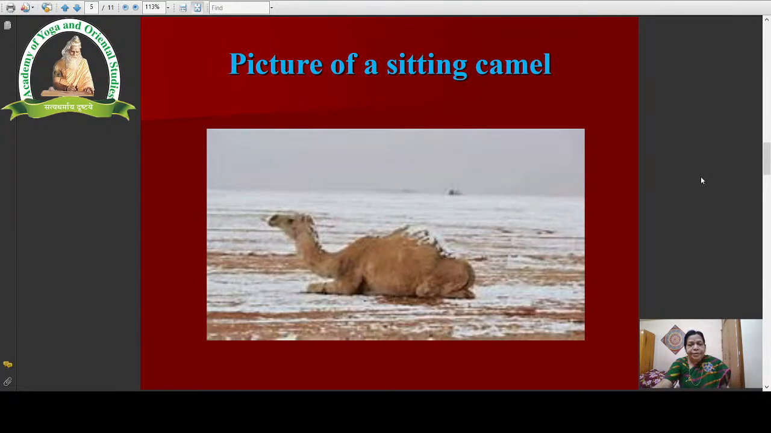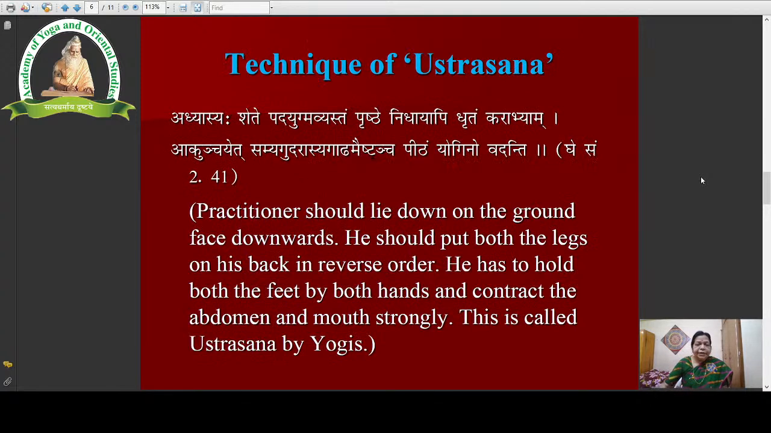This is the picture of a sitting camel. This is how a sitting camel looks. So the practitioner has to imitate the sitting posture of a camel in the last step. By doing so, he will do Ustrasana. Now, what is the technique? How can he imitate a sitting camel? The technique is given in the Gheranda Samhita second chapter like this.